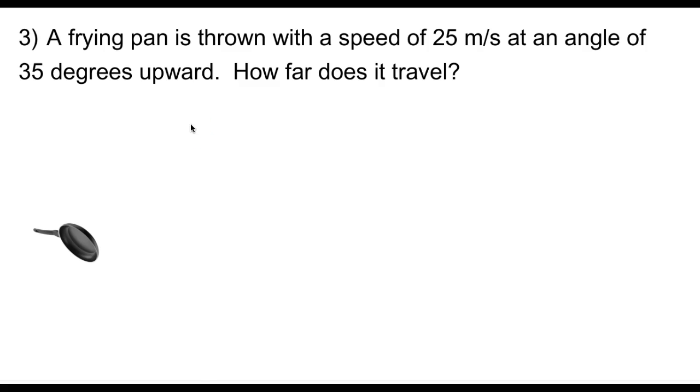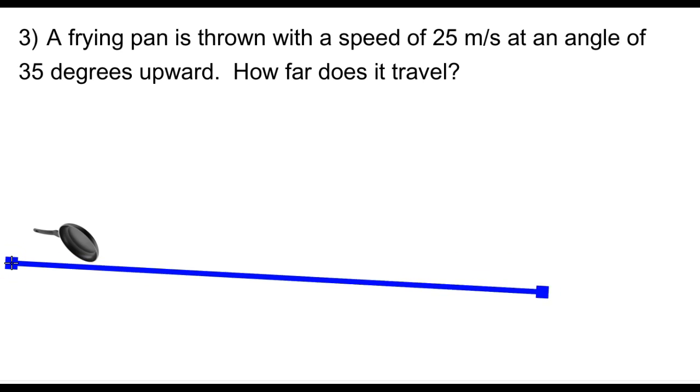Alright, so this is number 3 on the worksheets for projectile motion. We've got a frying pan that's being thrown with a speed of 25 meters per second at an angle of 35 degrees upward. How far does it travel? So it's just like the soccer problem, really. Let's give it a try. We're going to assume that's going same level to same level here.